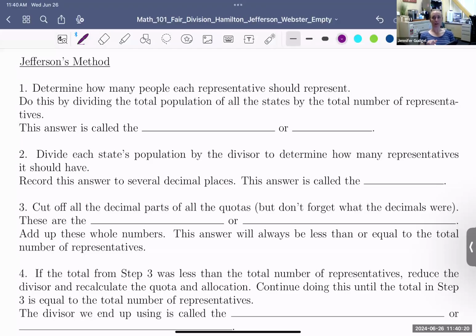For Jefferson's method, you'll see that the first two steps look very familiar. Maybe you can fill in the blanks on your own. Right, we start by determining how many people each representative should represent. Really, we start by finding the divisor. It's the total population divided by the number of representatives, called the standard divisor. Or just the divisor.